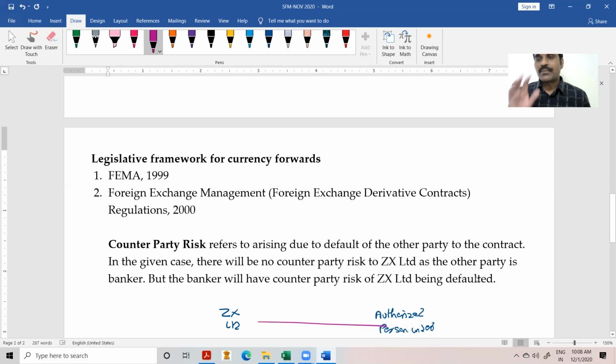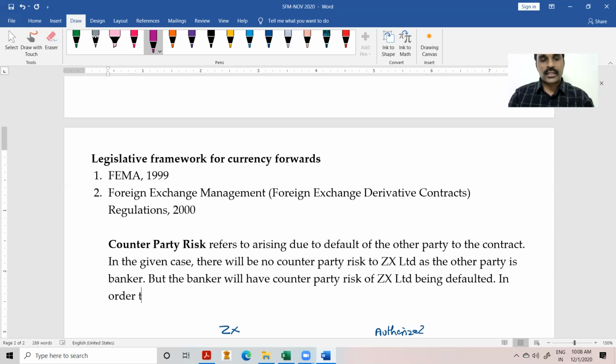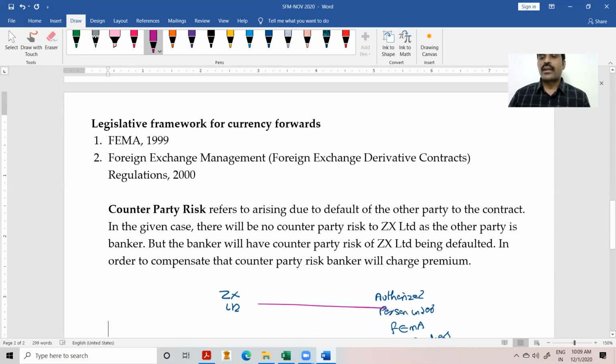Since the banker is bearing the counterparty risk, the banker is charging the premium. So the banker will have the counterparty risk of ZX Limited defaulting. In order to compensate that counterparty risk, the banker will charge a premium. That is the point. In order to compensate that counterparty risk, the banker will charge the premium.